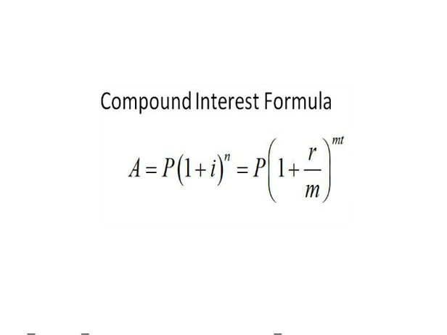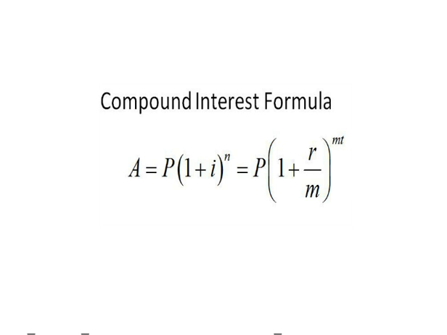Now first, recall the compound interest formula, which says that the future value A is equal to the present value P times 1 plus I, where I is the interest rate per period, raised to the n, where n is the number of compounding periods.